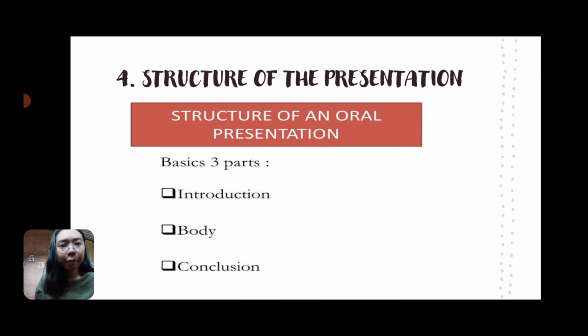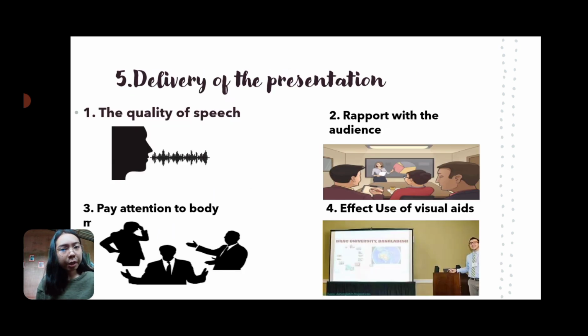Next is the delivery of the presentation. So number 1, the quality of speech. Adjust your tone according to the size of the audience. It is difficult if your voice is soft and you have many audience. Use a microphone or collar mic so that your voice is louder. Give pauses to allow the listener to understand. Pronounce difficult words properly and correctly, because sometimes they can misunderstand your pronunciation.